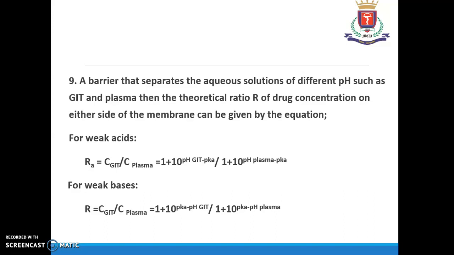For the barrier that separates aqueous solutions at different pH, such as the gastrointestinal tract and plasma, the ratio can be given as R. This ratio for a weak acid is equal to the concentration of the drug in the GI tract divided by the concentration of the drug in plasma, and for weak bases the ratio is vice versa.